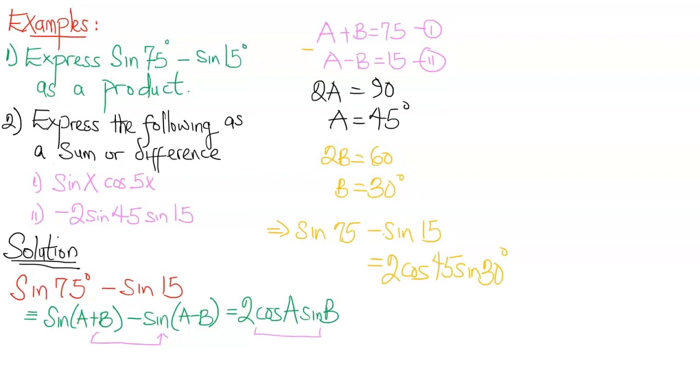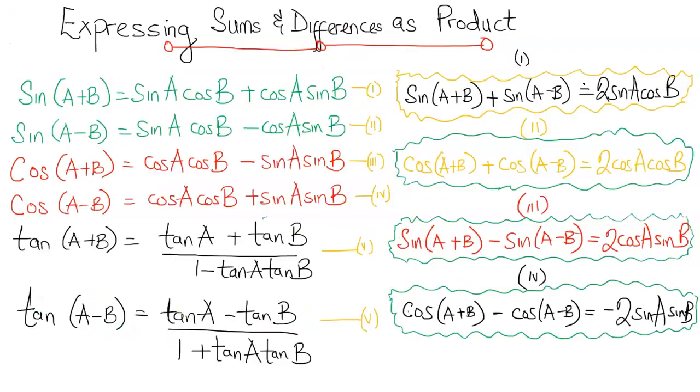In question 2, we are to express the following as a sum or difference. So this is 2i right here. The first one is sine x cos 5x. Now we are moving from a product to either a sum or a difference. So what we have to do here is compare. So we've got a sine cos. So we have to return to these formulas.